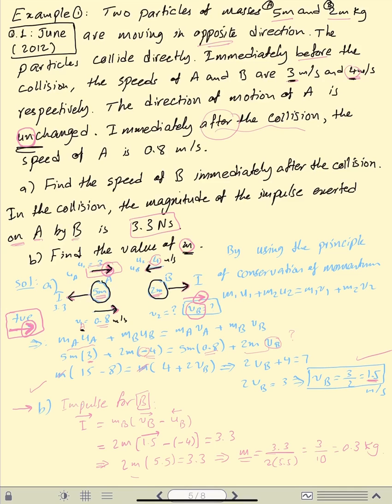Since we are given A and B, it's more convenient, more consistent, instead of writing M1, U1, and so on, to write MA UA plus MB UB is equal to MA VA plus MB VB. It's more clear to yourself and to the examiner himself. Only that I will do here to find the velocity of B. He wants the speed of B, of particle 2. Writing the formula, then replacing, considering, my dear students, the direction.